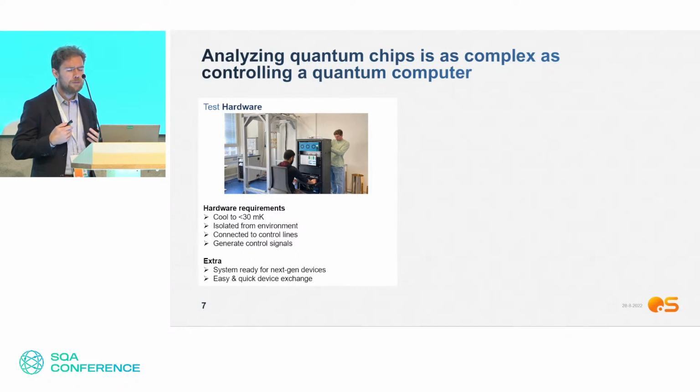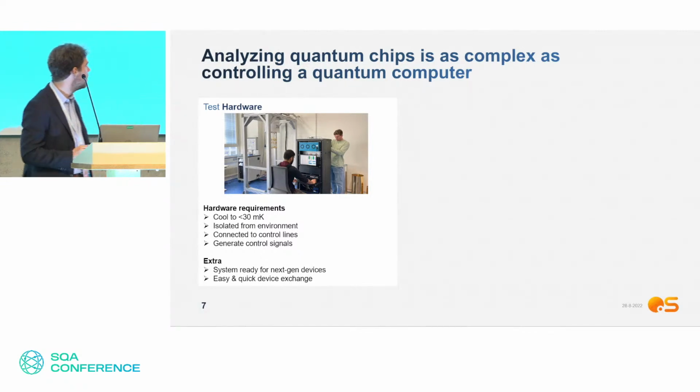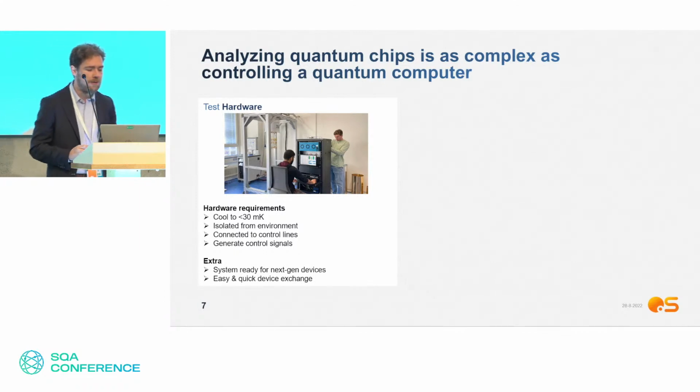And then when we look at it, we actually see that analyzing quantum chips today is as complex as controlling a quantum computer. So in order to do all these things, which we're just doing for the purpose of testing quantum chips, we need to actually build a full hardware system. It needs to cool to 20 millikelvin, isolated from the environment, typical shielding requirements, control lines, the control hardware by the many manufacturers that are also in the room here.